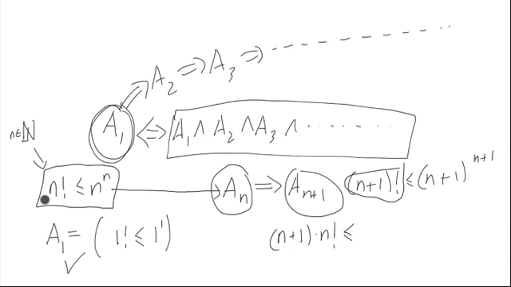Let's use this thing right here. This n factorial is less than or equal to n to the n. And we've just multiplied this by n plus 1 on both sides, you could say. That's kind of nice. And this is equal to n plus 1 times n factorial. And we already know that's less than or equal to n plus 1 times n to the n.